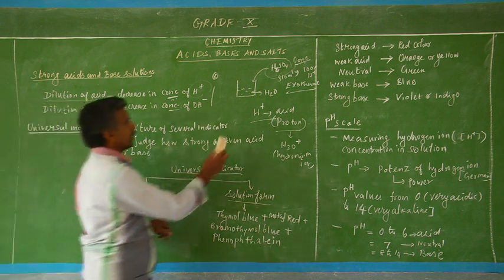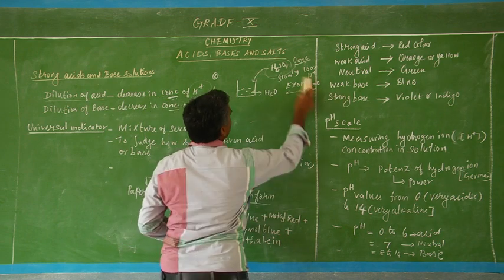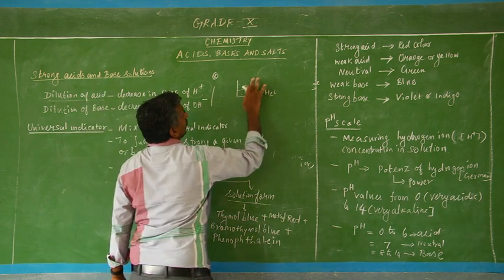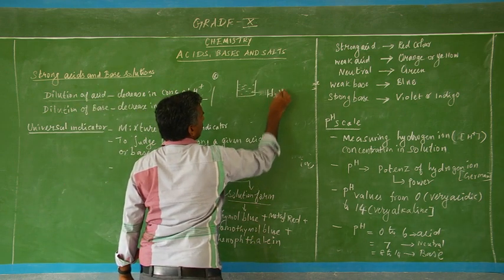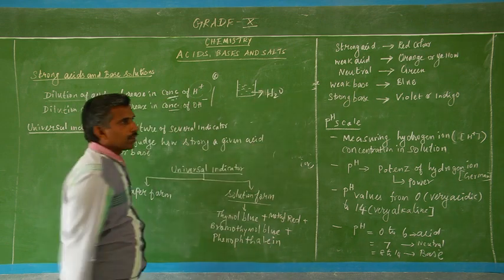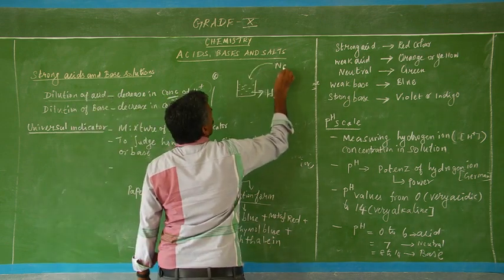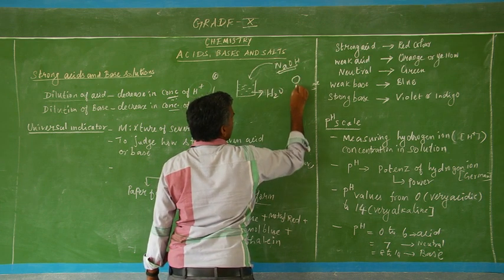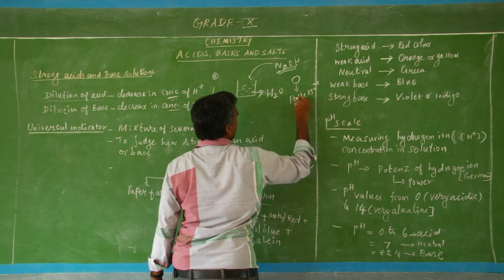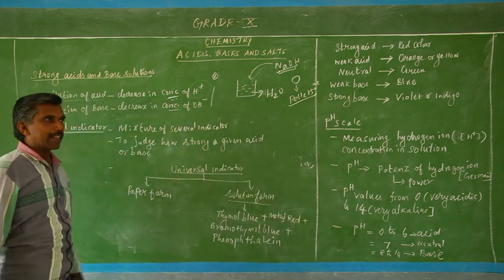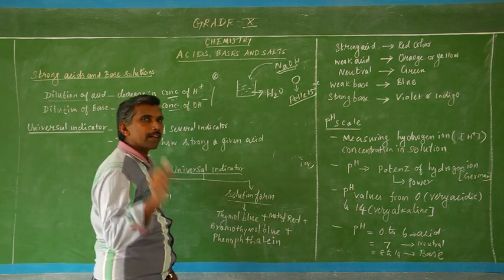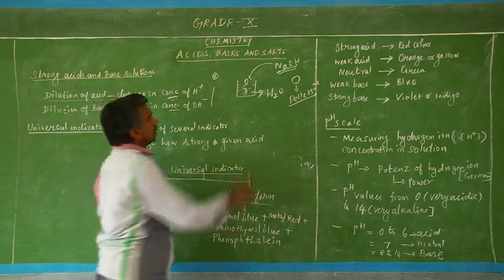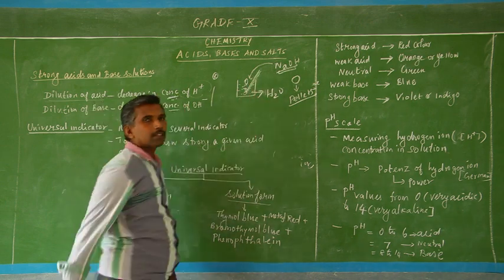Next, dilution of base, same model. You take one beaker and fill it with water. You add sodium hydroxide pellets. Pellets, it's like camphor. You add the sodium hydroxide pellets, and now stir completely using a glass rod.